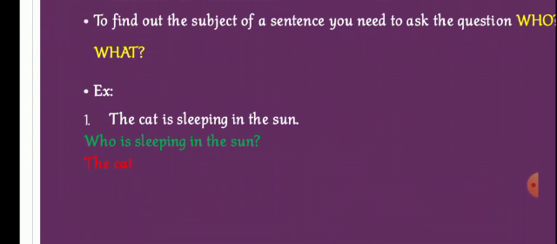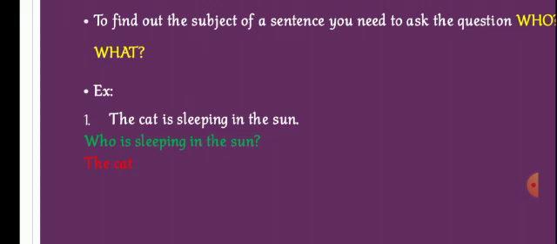In this sentence, just imagine you all don't know what the subject is. First of all, the first thing you have to do is recognize the verb. What is the verb in this sentence? Is sleeping. This is the verb. So now we are going to ask the question. Use the question word who or what. Who plus verb: who is sleeping? You ask that question for yourself.